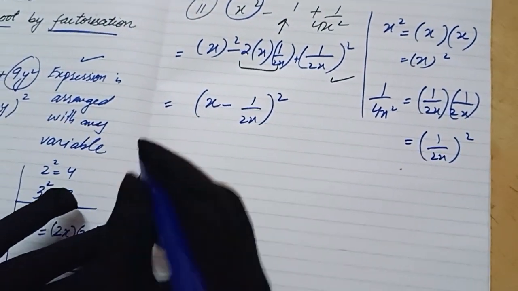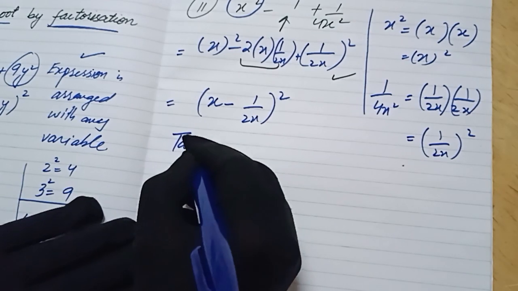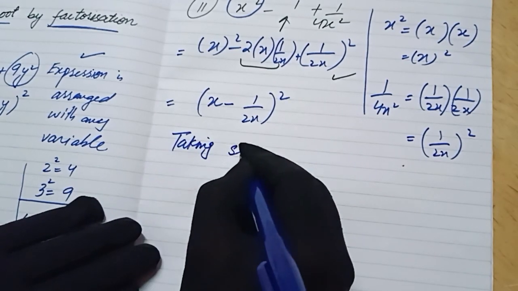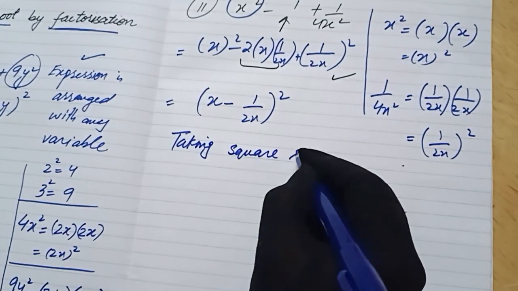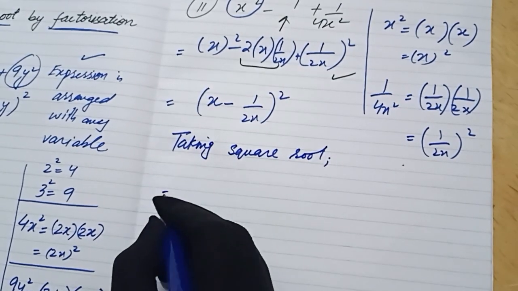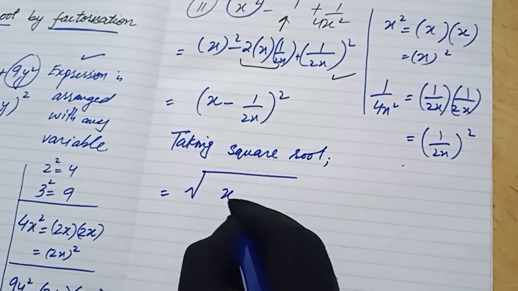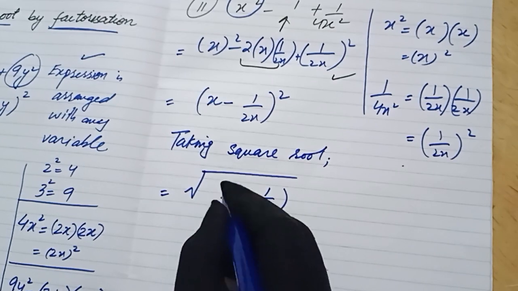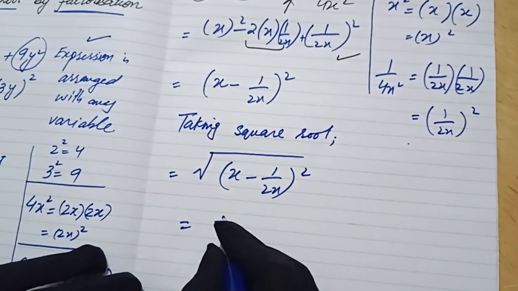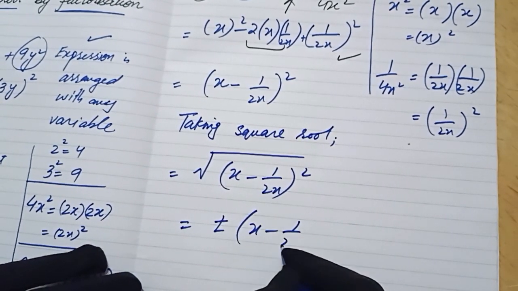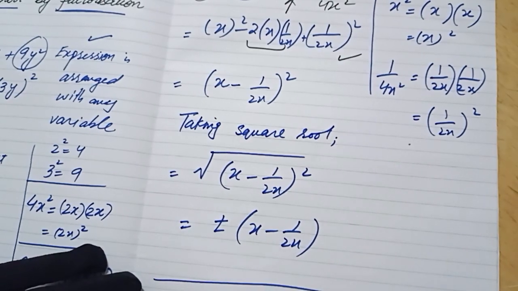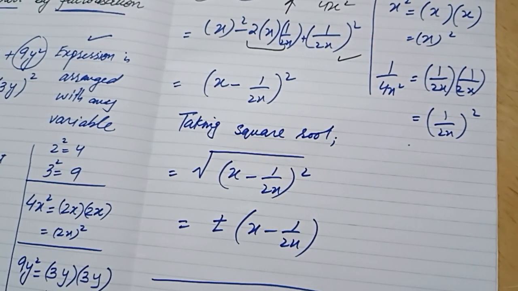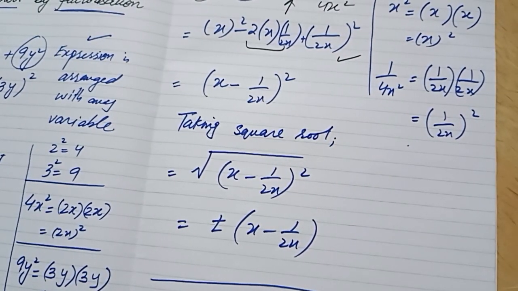Now you take the square root. Taking the square root of x minus 1 over 2x whole square, square and square root cancel, and plus minus of x minus 1 over 2x you obtain, that is the answer. Let's go to the next question.